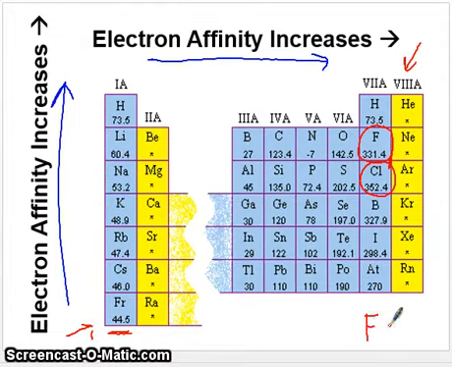Fluorine, for example, wants to become fluorine -1 to be like neon. It's so close to gaining an electron to be like neon. Sodium, on the other hand, wants to lose an electron to become like neon. So sodium does not want an electron, it wants to give one away. And this is the reasoning for this trend.